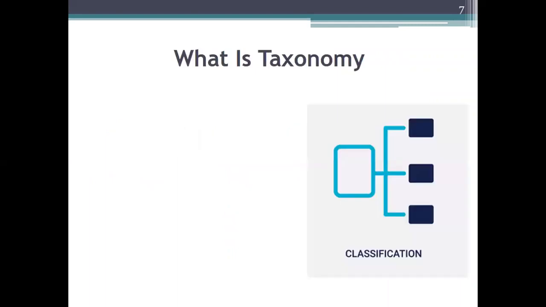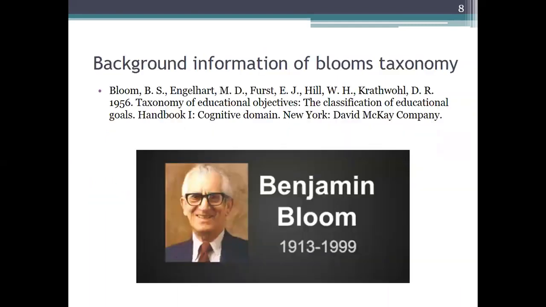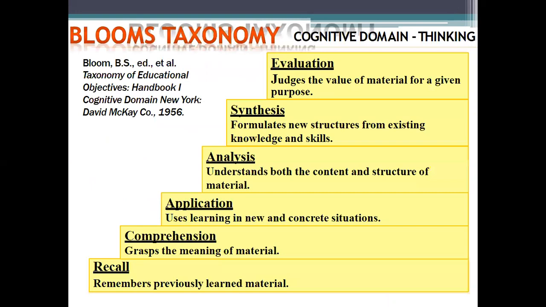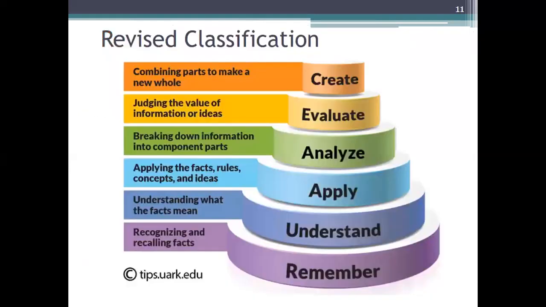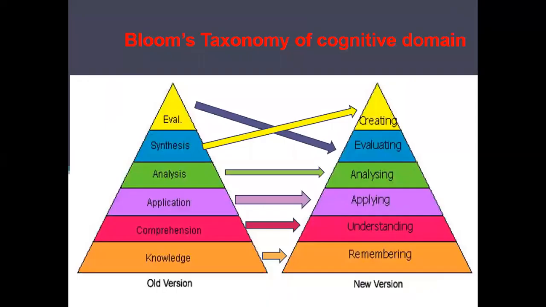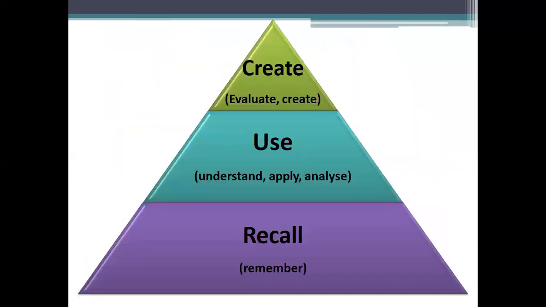Then we discussed the Bloom taxonomy, the cognitive domain, the six sub-levels, or we can say the six levels of the Bloom taxonomy, shortly known as C1, C2 up to C6. We talked about the revised classification of the Bloom taxonomy, which is known as the modified or the revised Bloom taxonomy, and discussed the changes between the old version and the new version.